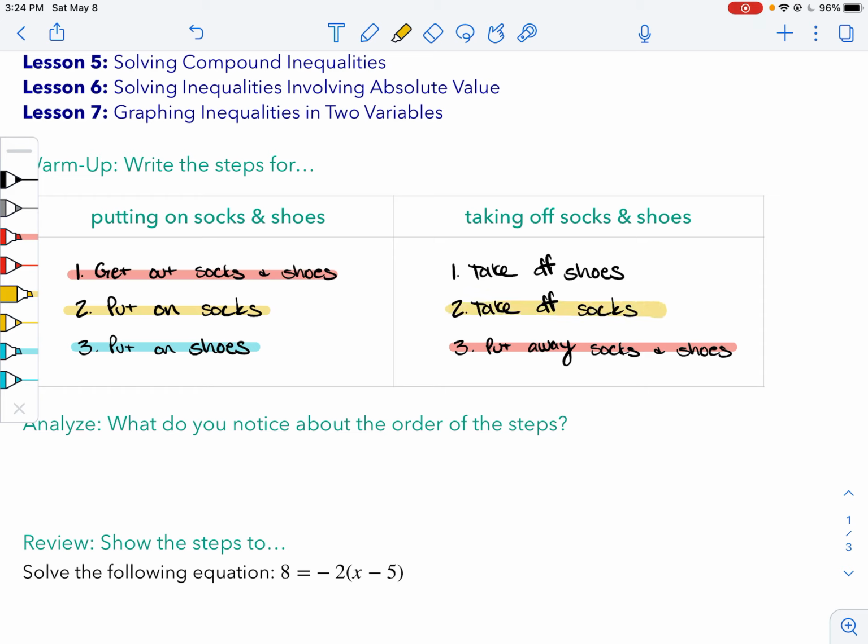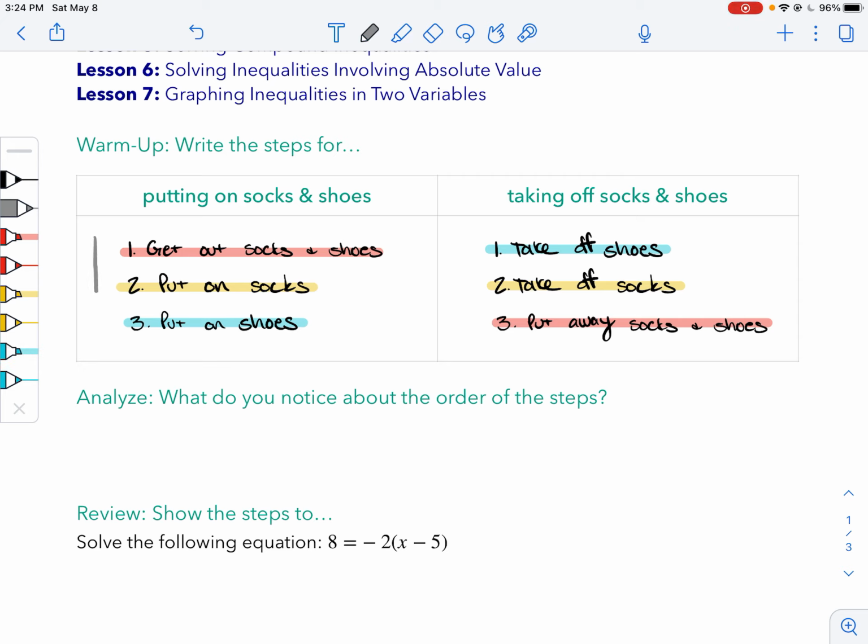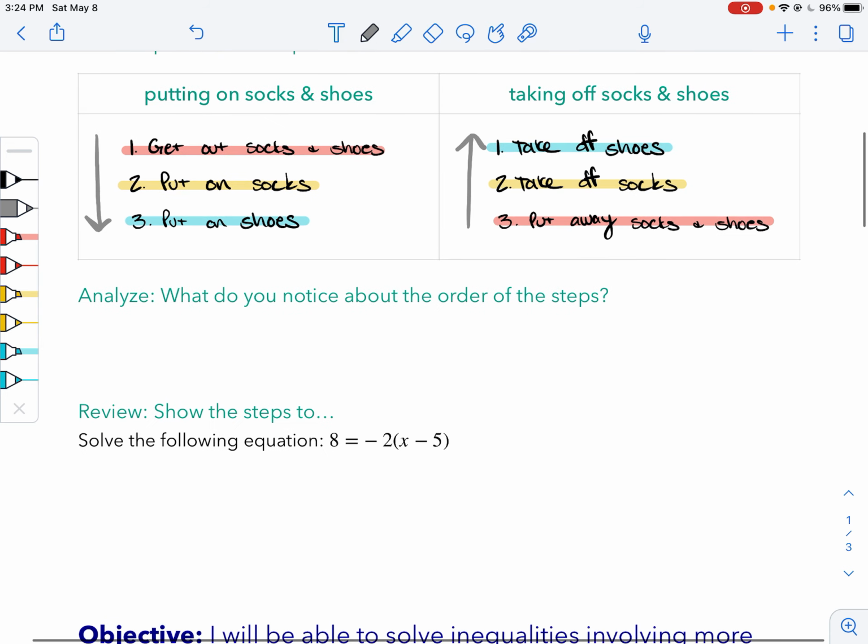Socks is still going to be our middle step. But what was our last step, putting on our shoes, now becomes our first step, taking off our shoes. So while we followed one order, we're actually going to reverse the order the other way. So that's our key idea of the day. To undo a process, it's not enough to just undo it. You must also reverse the order of the steps.